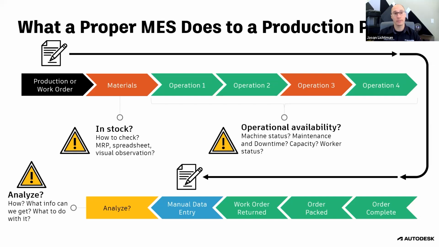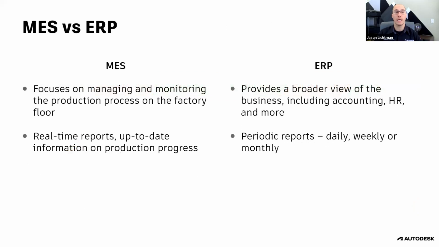But I do think it's important to clarify some differences between them. So remember that MES is going to focus on managing and monitoring the production process on the factory floor. ERP is going to provide a broader view of the business, which includes other areas of the business that MES doesn't cover, such as accounting, HR, and a whole bunch of other things too, right? MES is going to give you real-time visibility of what's happening on the shop floor, including real-time reports, up-to-date information of production progress, and if something, of course, is going to be late.